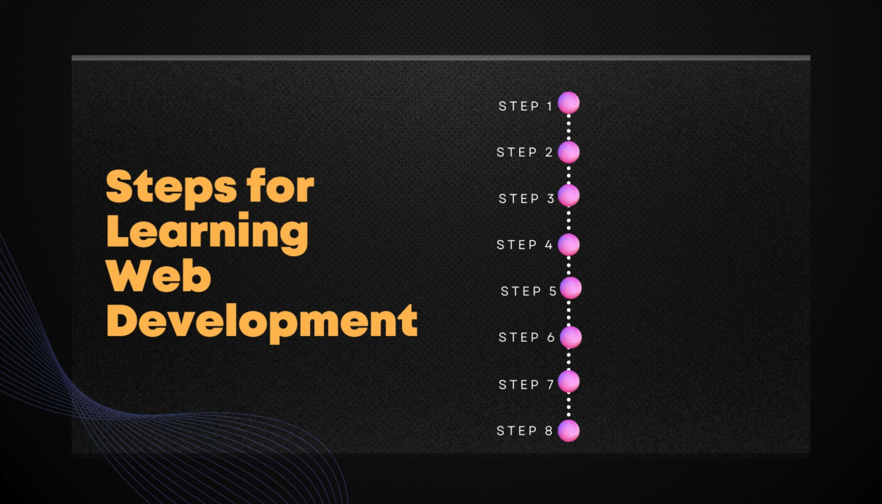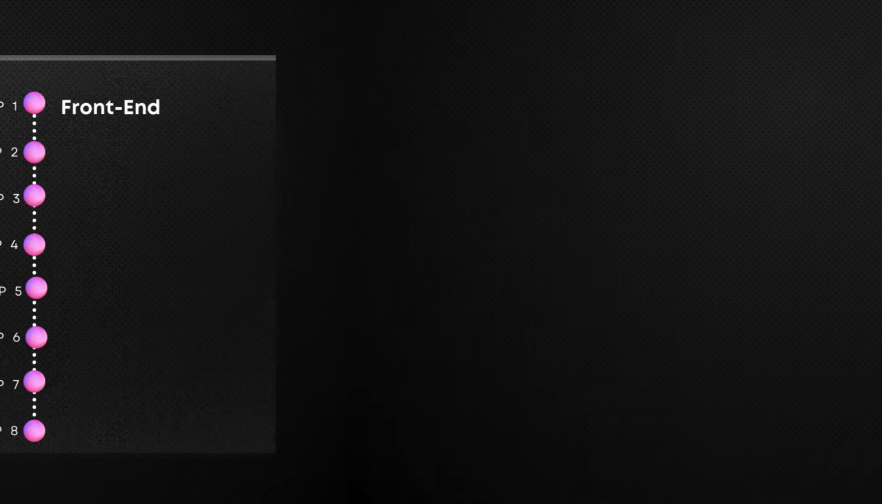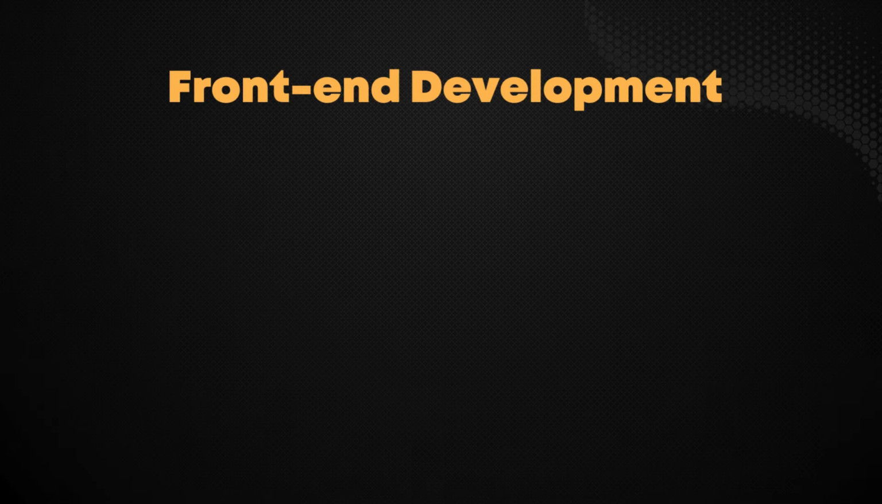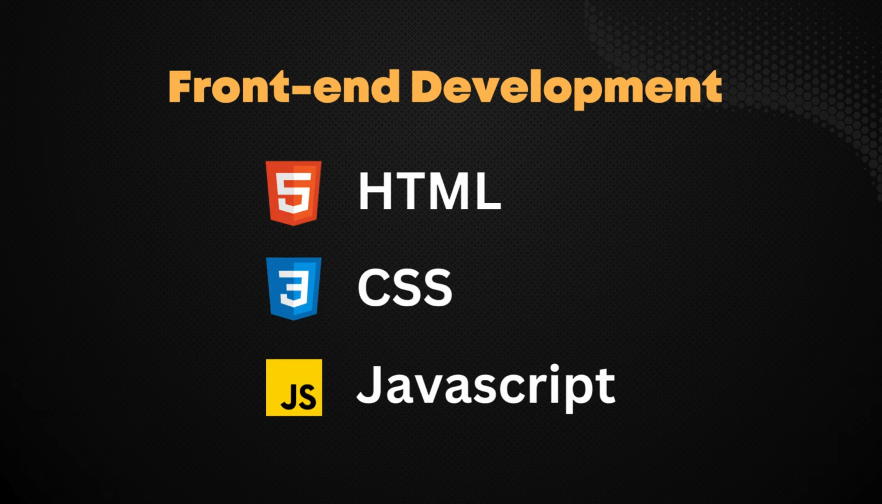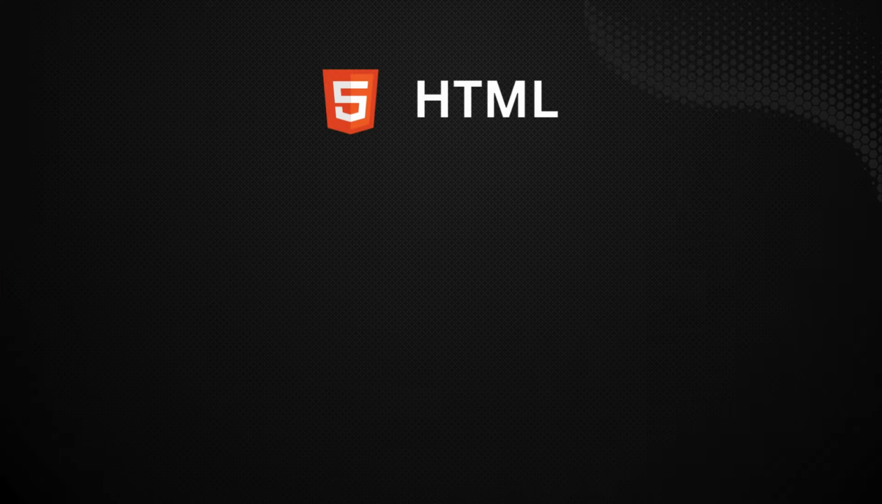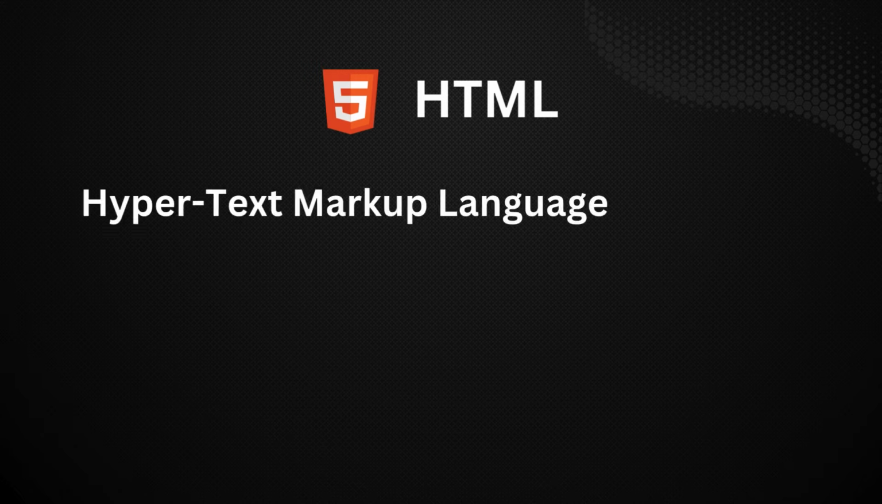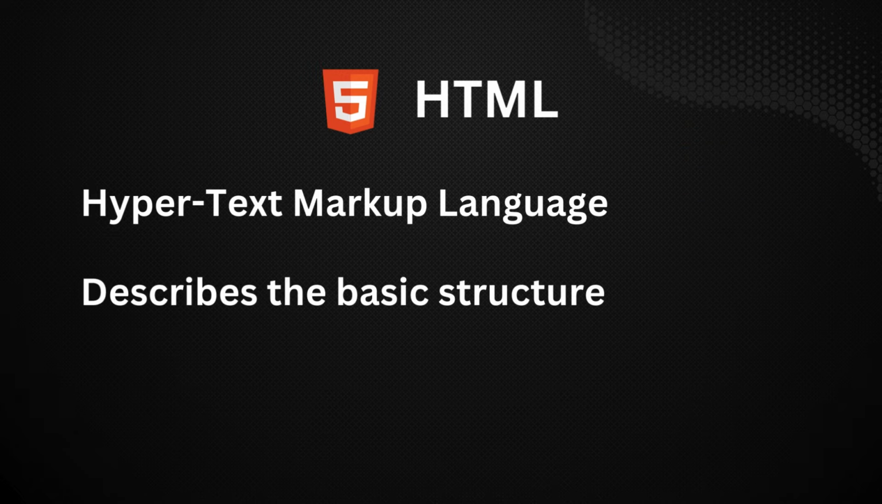First step is front-end. To learn front-end, we need to learn three technologies: HTML, CSS, and JavaScript. You might have already heard about some or all of them. These are quite easy technologies. HTML stands for Hypertext Markup Language, and it is very easy to learn. It describes the basic structure of a website.